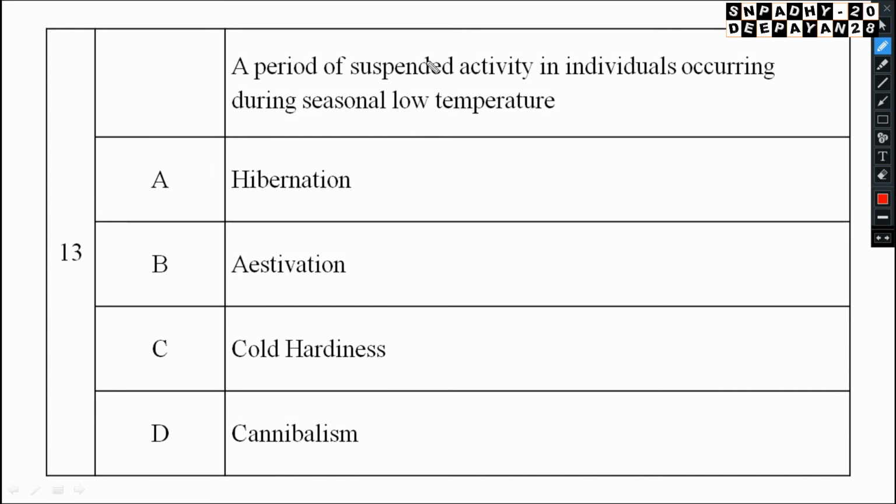Now, a period of suspended activity in individuals occurring during seasonal low temperature. That means when the insect undergoes suspended activity, it is known as hibernation or estivation. If it is low temperature, that is hibernation, and if it is higher temperature, that is estivation. Cold hardiness and cannibalism we have already discussed.